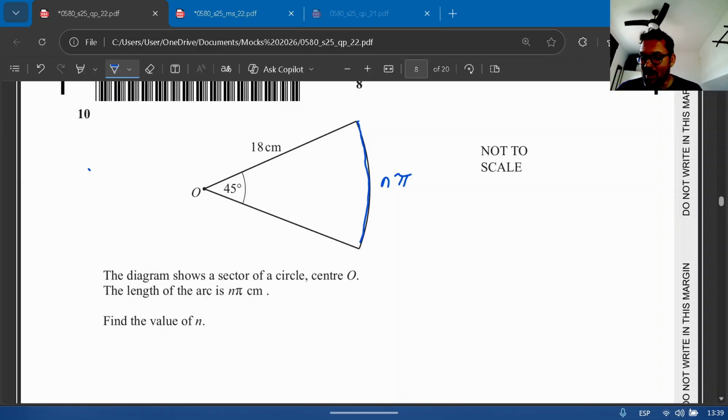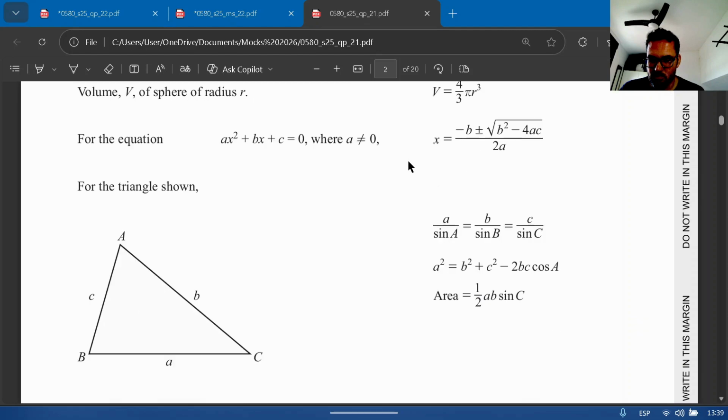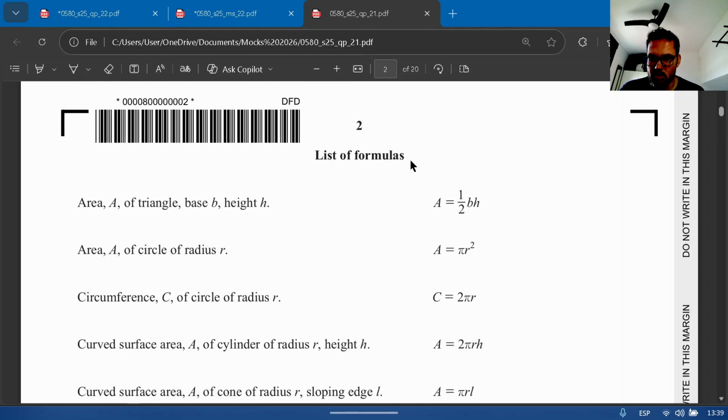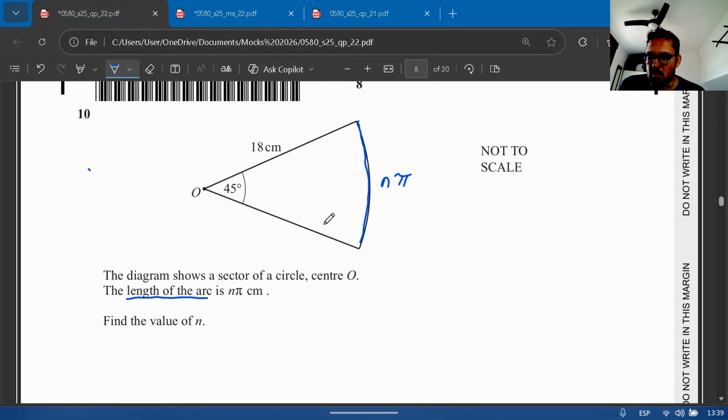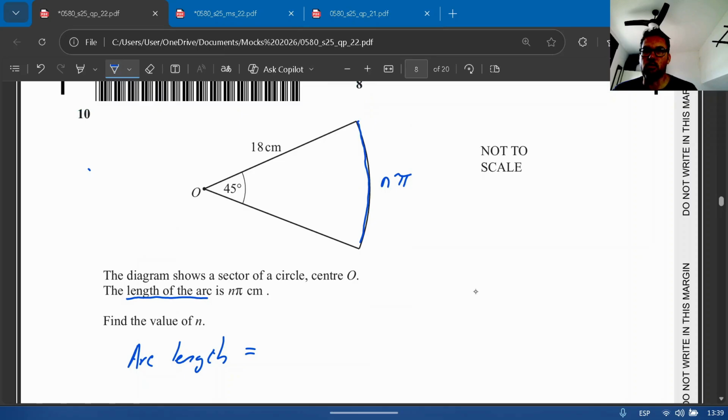So we're looking at the length of an arc. We need to know the formula for the length of an arc, because they don't give it to us on the formula sheet. So you need to remember this. Okay. The length of an arc, or in short, arc length, is, well, the arc is part of the circumference of a circle. The formula for circumference is 2 pi r. Or pi d, of course.